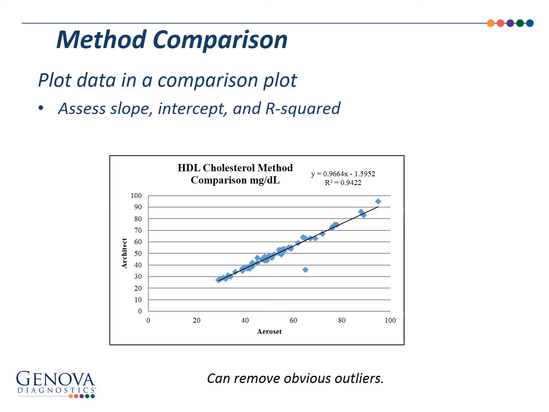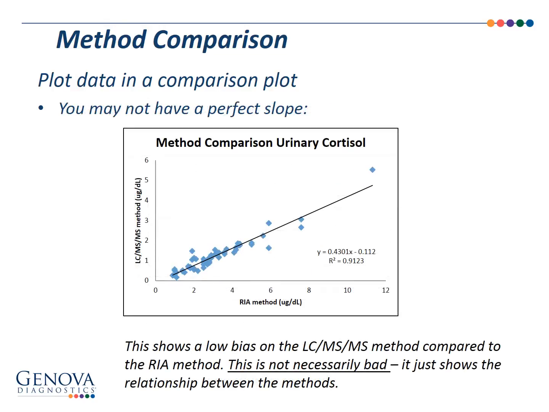The other thing to think about with method comparisons is that ideally you want a slope near 1, intercept near 0, and an R squared as close to 1 as possible. But with method comparisons, you may not have a perfect slope. Really what we're interested in is how the two methods are related to each other. In this case, we're looking at LCMS versus RIA, and you can see the slope is 0.43, showing a low bias on the LCMS method compared to the RIA. But this is not necessarily bad. It's just showing us the relationship between those two methods.